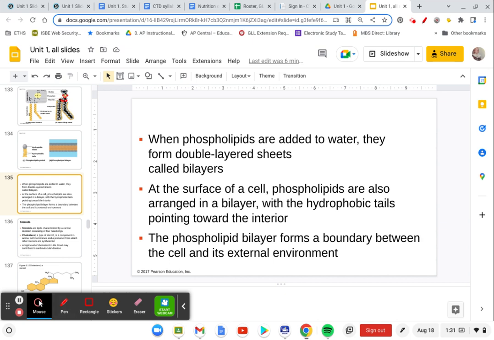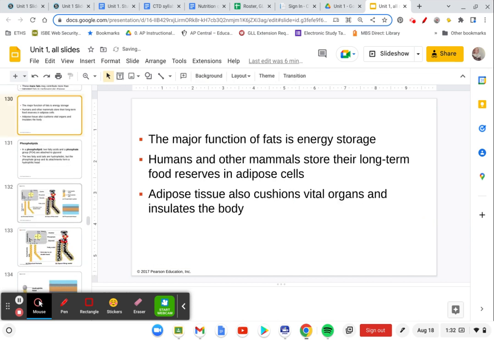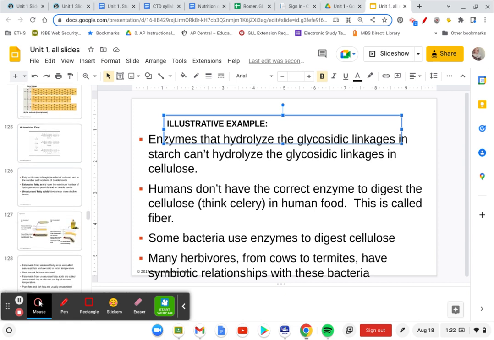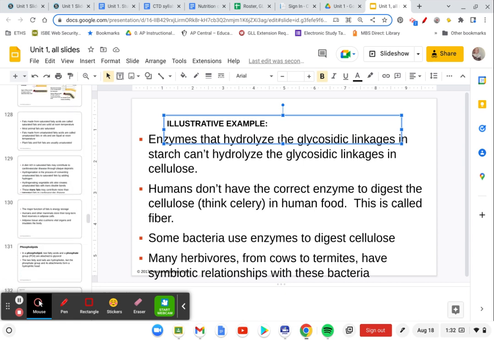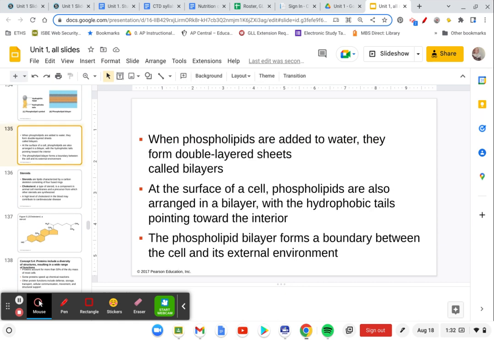The hydrophobic tails are going to be pointing inside. Where did I go? That was a sad face. I think I hit Control Z one too many times. There we go. So the hydrophobic tails are going to point inside, towards the interior. And then you're also going to have the hydrophilic heads, and they're going to point to the outside.